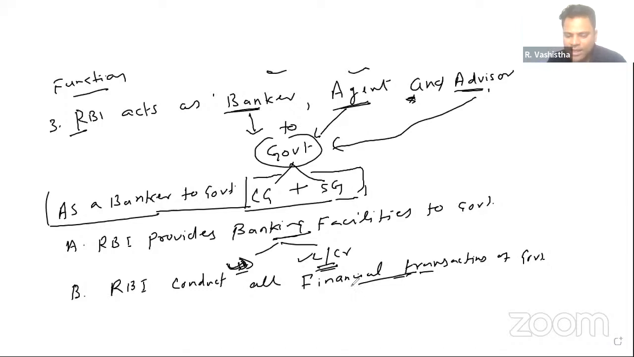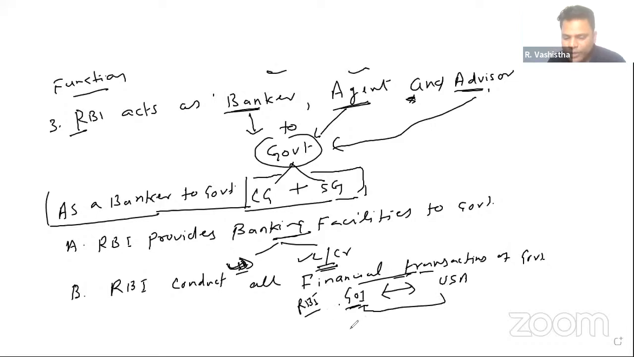So let's suppose government of India exports something to the US government. When government exports something, the government of India is supposed to get the money from the US. This money on behalf of government of India will be received by the Reserve Bank of India, right?